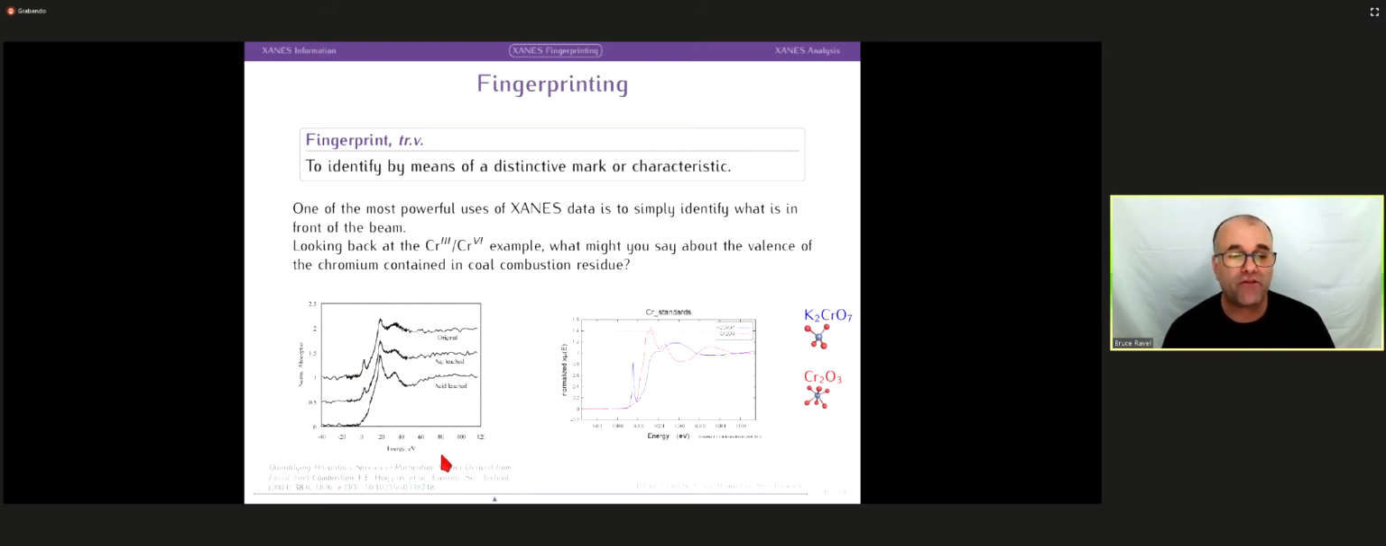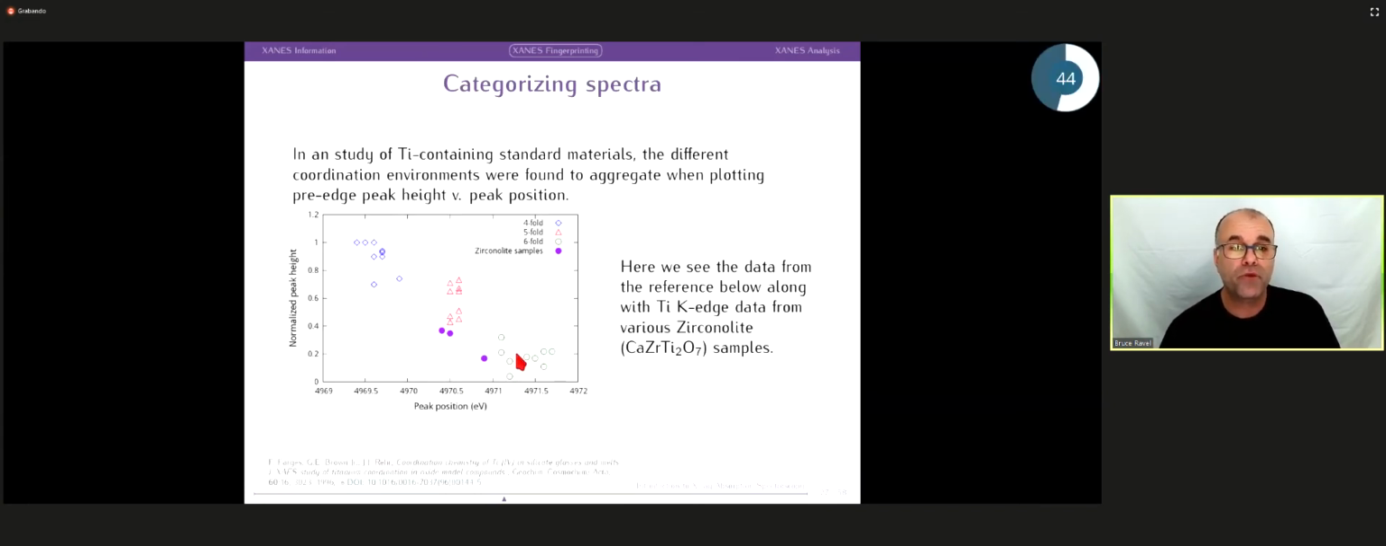So the point of this paper is that if you wanted to process coal ash and leave something behind that was safer to dispose of, you would need to do this post-processing of the ash in one way rather than the other way. And this doesn't require a very sophisticated analysis. We can clearly see that that's the case just by looking at the pre-edge peak.